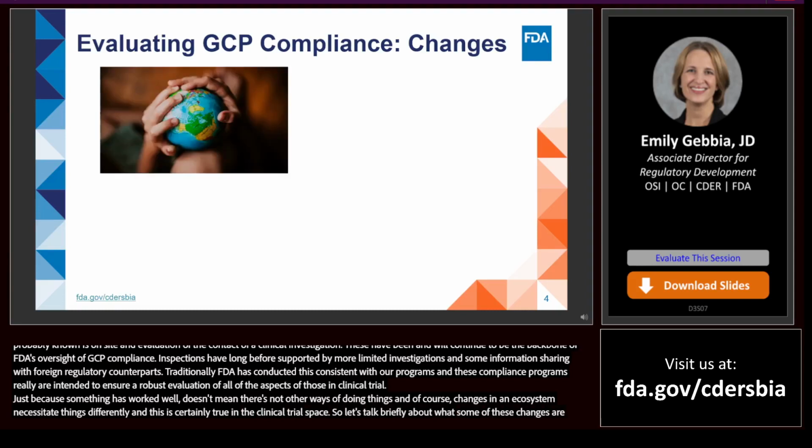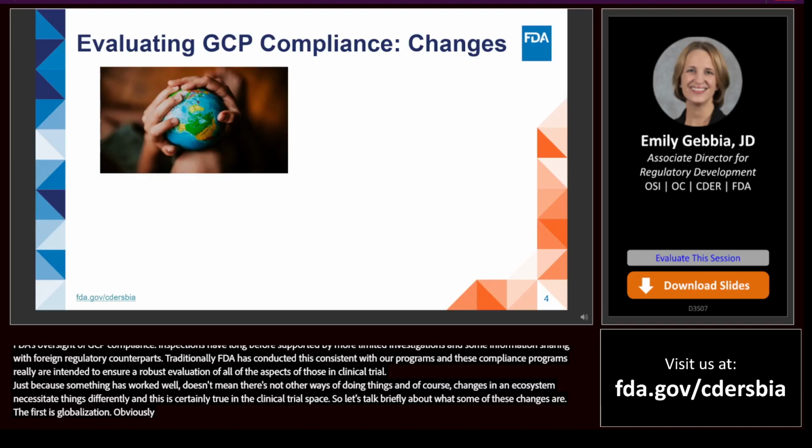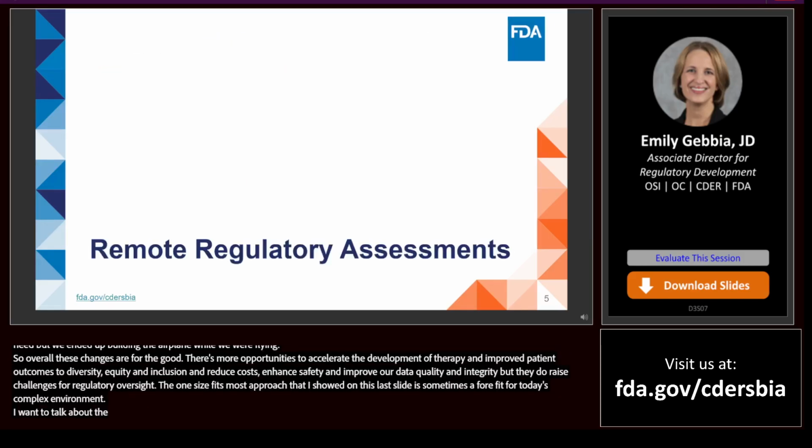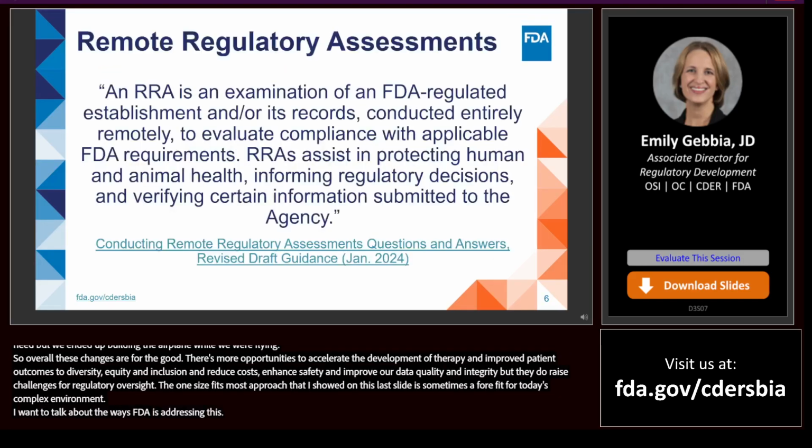The evolving landscape of clinical trials, marked by globalization and heightened complexity, demands adaptive regulatory strategies to ensure ongoing compliance with GCP standards. Recognizing these shifts is vital for the successful management of clinical trials. Remote regulatory assessments, RRAs, have emerged as a transformative approach for compliance evaluations, particularly during the pandemic when traditional inspections face limitations. This methodology not only enhances safety, but also optimizes cost efficiency.